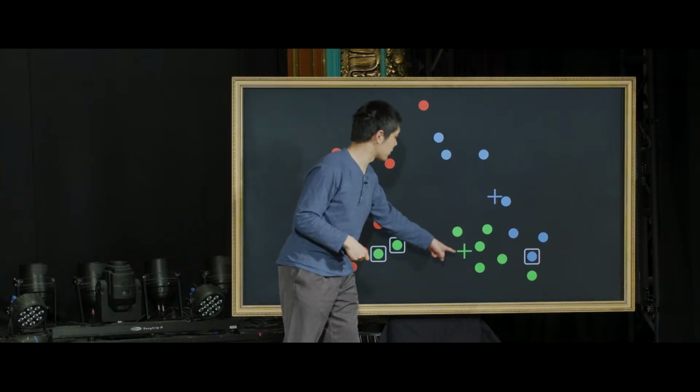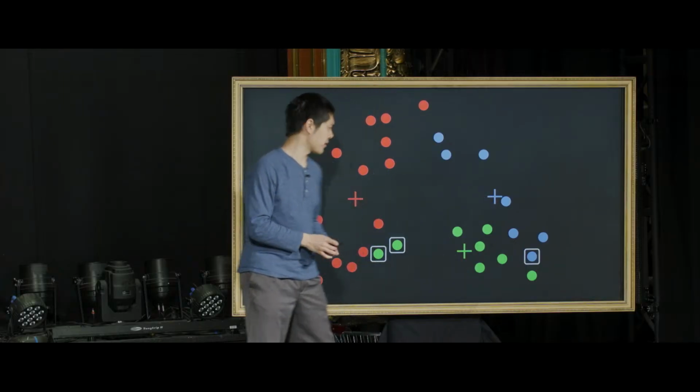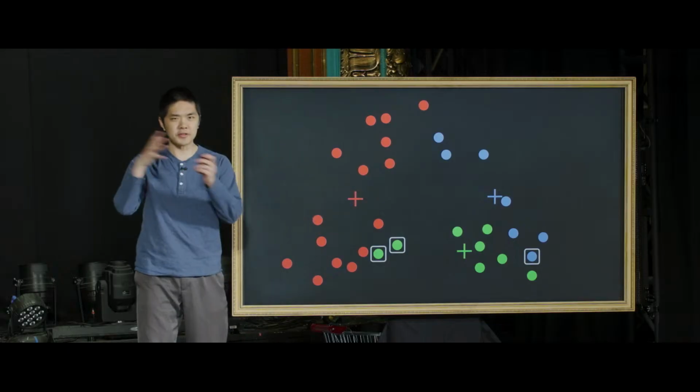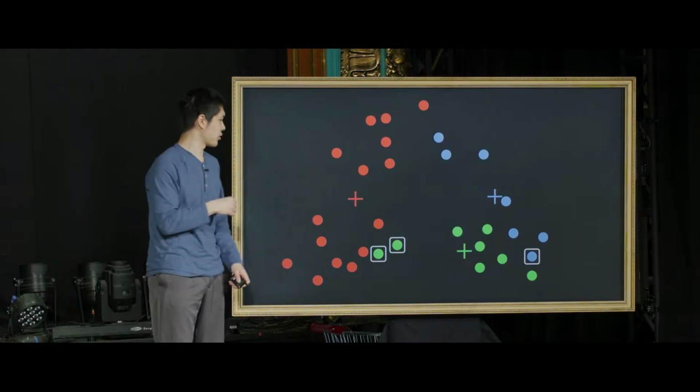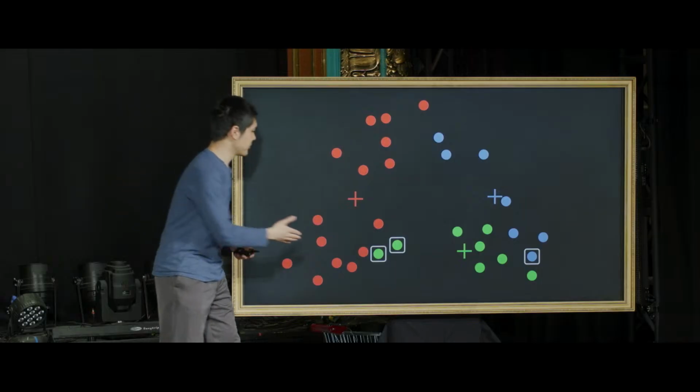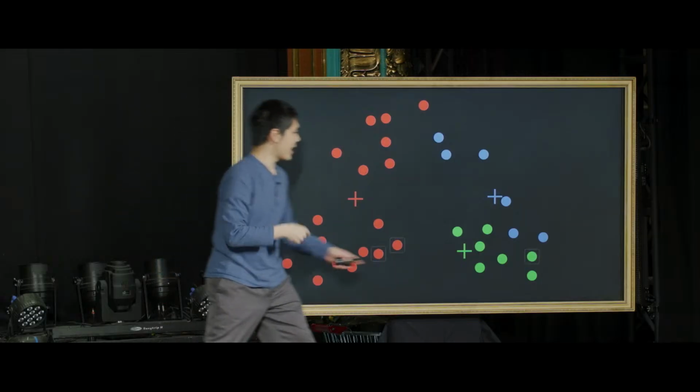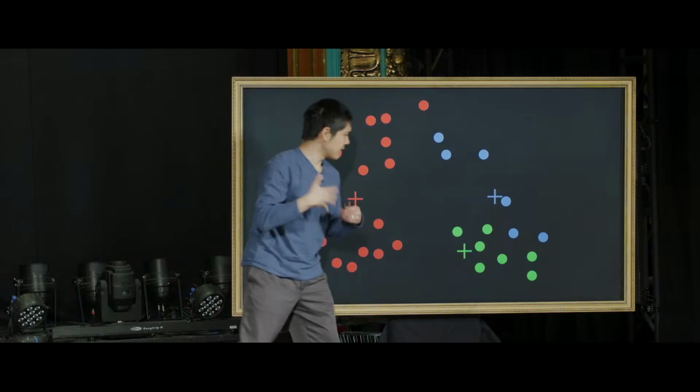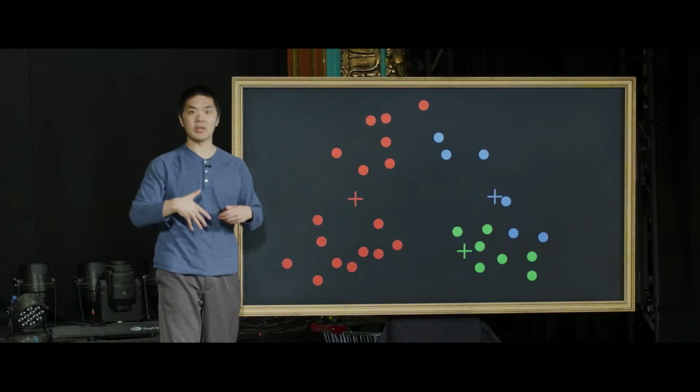Now it really seems to be closer to being part of the green cluster instead. So any points that have now shifted in terms of which cluster they're now closest to, we can reassign their colors. These 2 greens are going to become a red. That one that used to be blue is now going to be a green. And now we can repeat the process.